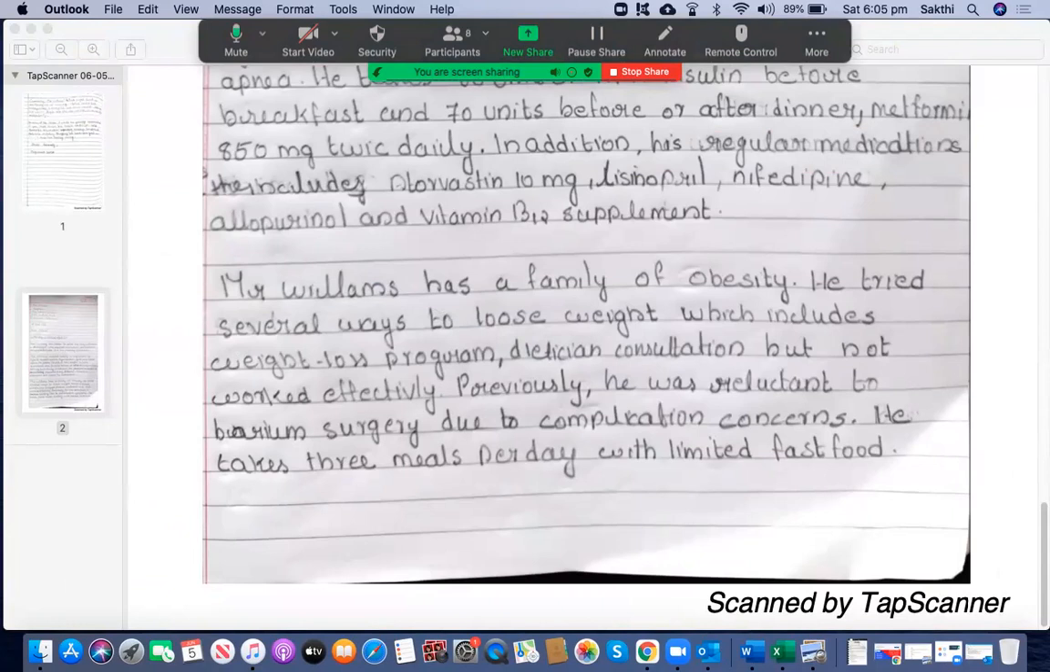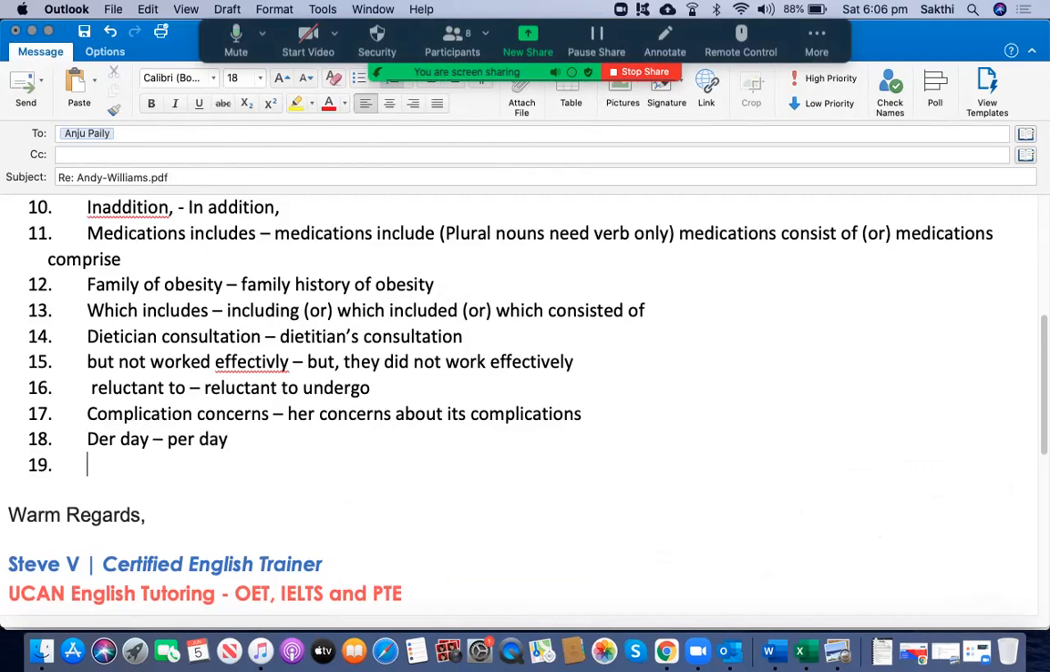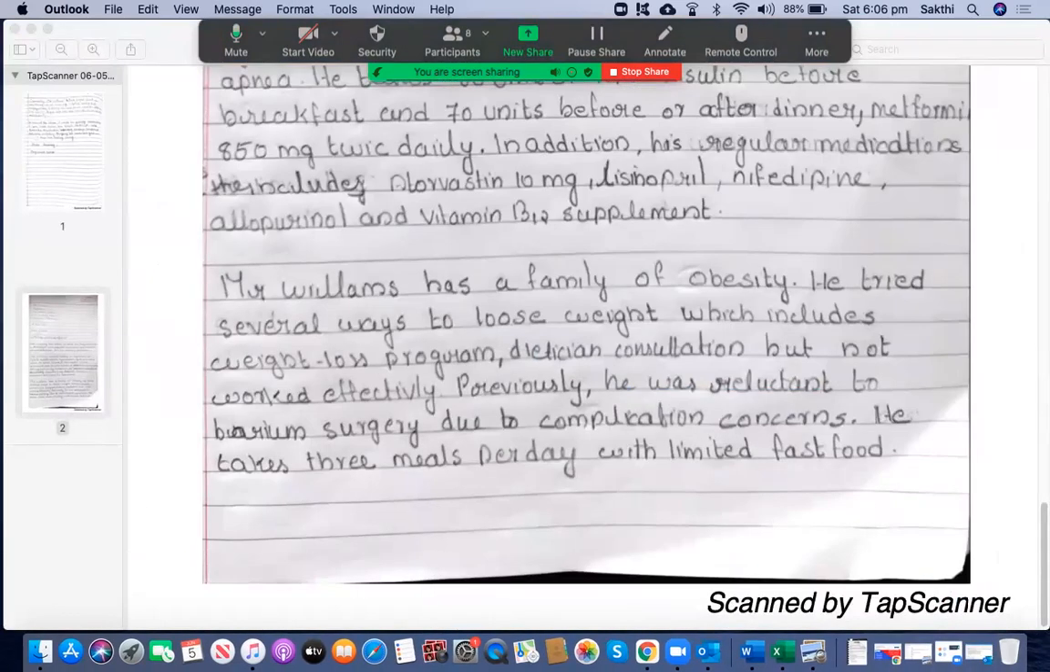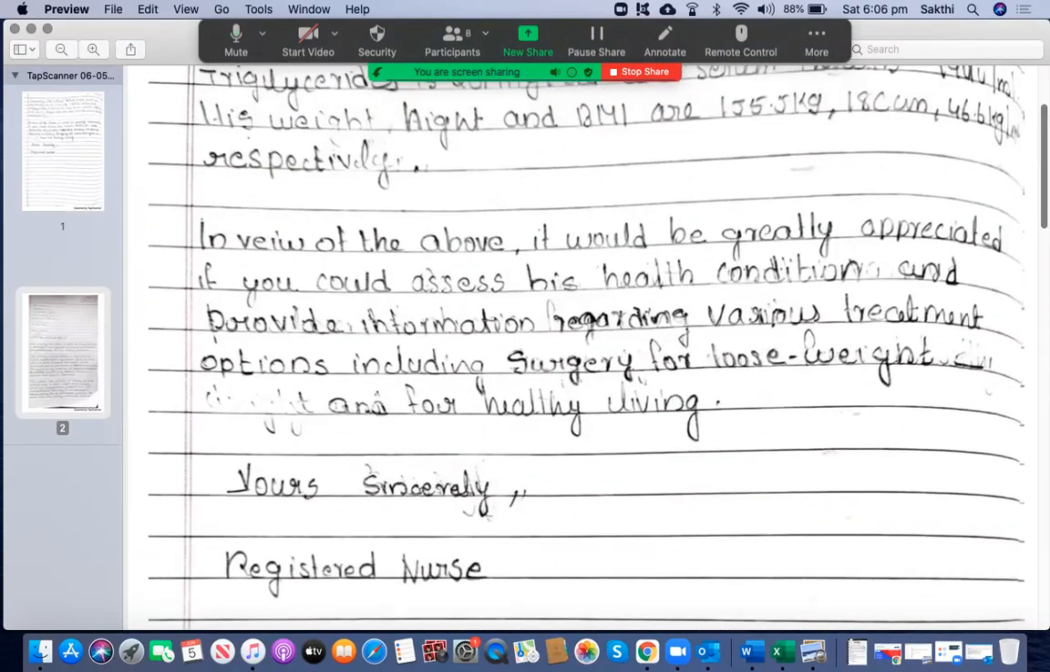"He takes 3 meals per day." "Per" is not correct. It looks like "der day", unfortunately. It doesn't look like P, isn't it? "Der day." It's not just what you know, but what you write, or how it looks. Do you understand? "With limited fast food." Okay. He takes 3 meals per day with limited fast food. Let's go to the second page.